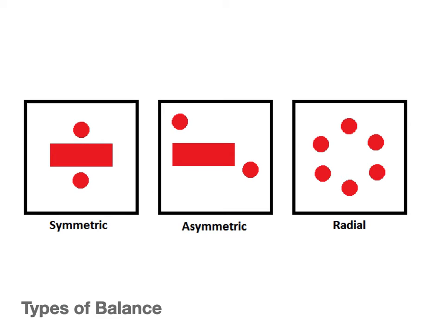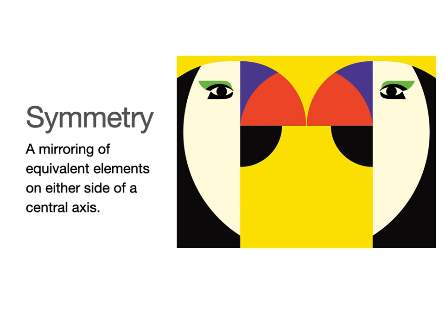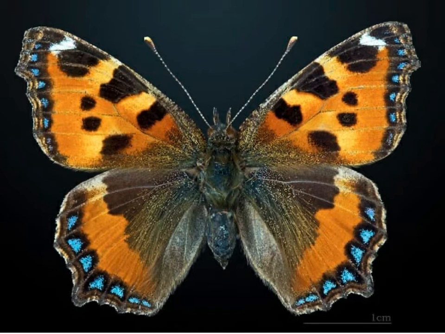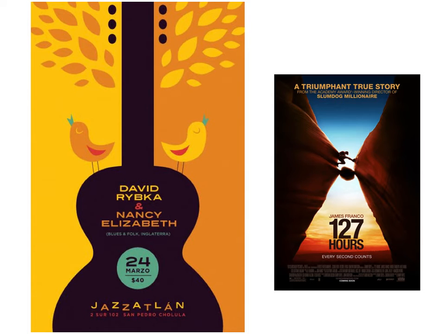I'm just curious. Okay, so 3 types of symmetry. The one on the right, radial, that's one that they made up in the last few years. Really asymmetrical and symmetrical are the 2 that you're going to be mostly concerned with. So symmetry, mirroring of equivalent elements on either side of a central axis. Say equal distribution of weight. You can imagine a vertical line going between the 2 elements there. We see symmetry in nature all the time. For example, a butterfly. We'll see it in design.